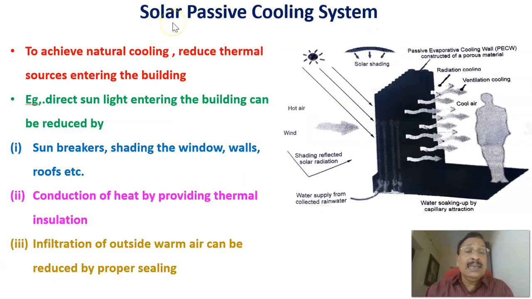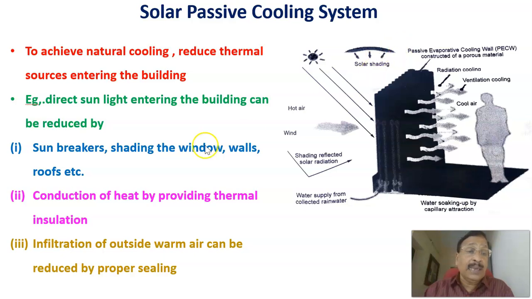Now let us see the next one, the solar passive cooling system. In the solar passive cooling system, the diagram is shown here, in which to achieve natural cooling, reduce the thermal sources entering the building. For example, direct sunlight entering the building can be reduced by sun breakers.